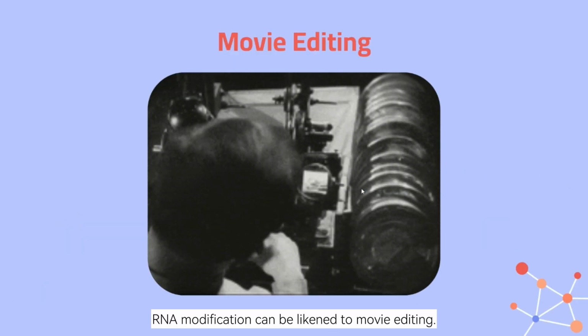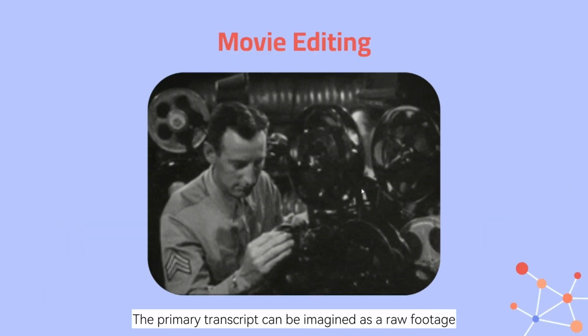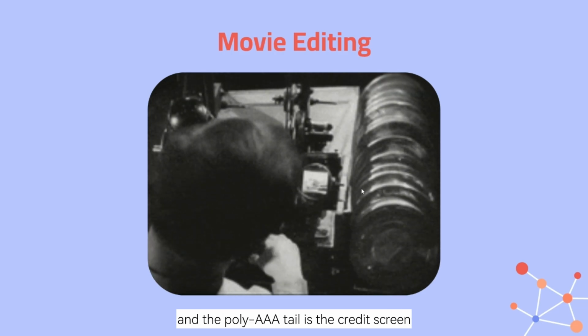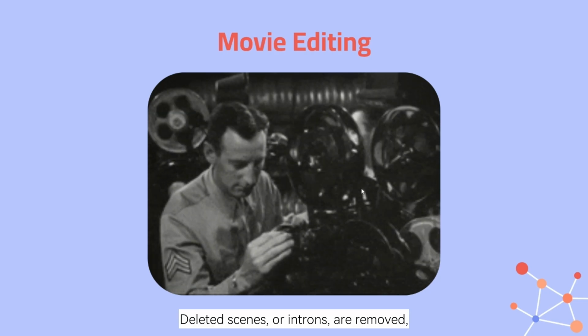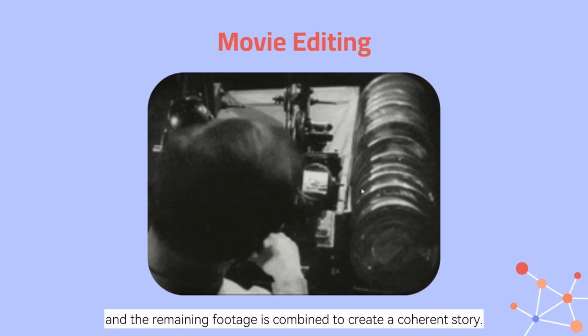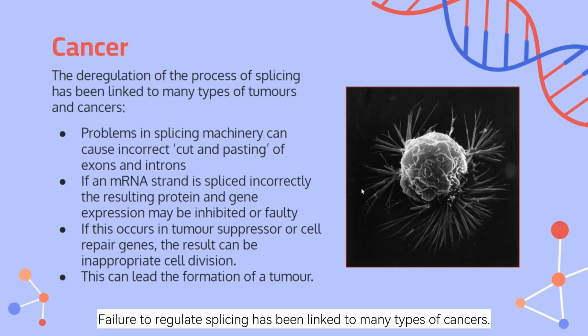RNA modification can be likened to movie editing. The primary transcript can be imagined as raw footage. The 5' cap is a title screen, and the poly A tail is the credits screen. Deleted scenes, or introns, are removed, and the remaining footage is combined to create a coherent story. Failure to regulate splicing has been linked to many types of cancers. This may involve incorrect removal of introns and attachment of exons.